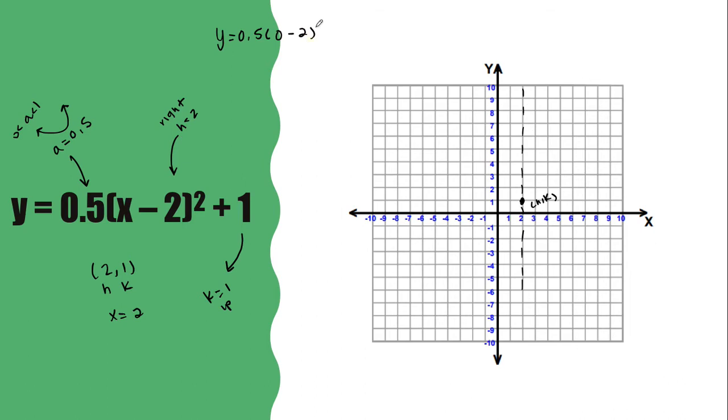And guys, again, we're doing this by hand so that we can understand the why behind things. We don't just want to be like, oh, just put it into Desmos, period, done. Why? Why is this happening?